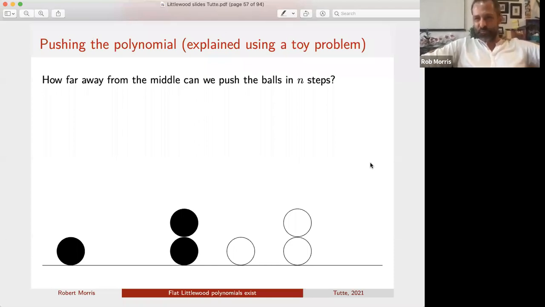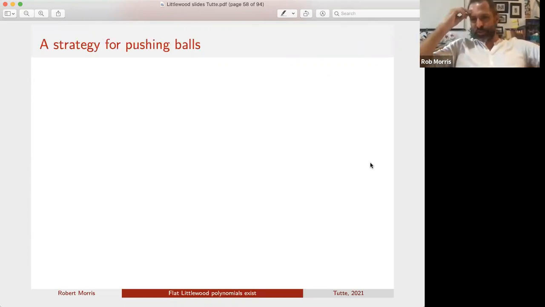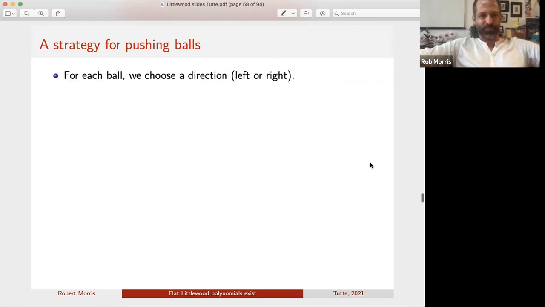But luckily for us, we don't really need to solve this properly. We just need something relatively weak, as it turns out. So we were trying for a while to really solve this toy problem properly. But then what we realized eventually was you can do something quite simple. So here's a very simple strategy for pushing balls that's good enough for us.